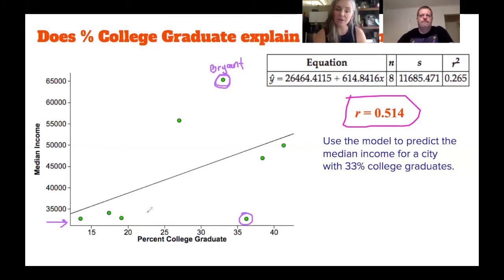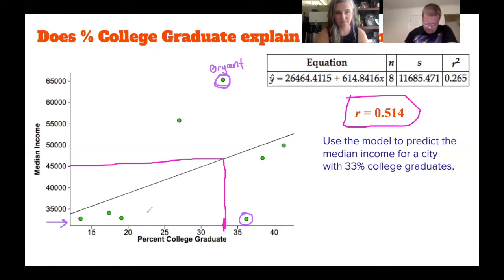Absolutely. Okay, so the question here is, we want to use the model to predict median income for a city with 33%. That would be roughly right about here. I'm going to do the guesstimate method. I'm going to go up to the graph, and then I'm going to scoot over, and I may not have done it perfectly, right around 45,000-ish. Yeah. And I could plug it in my calculator using the equation.